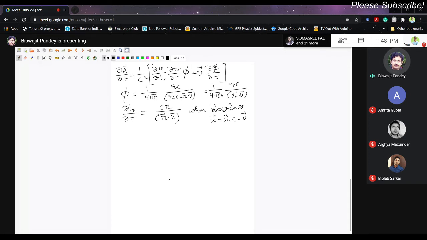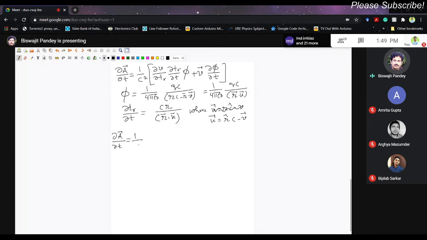And what else do we need? I think we can substitute this into the expression of del A del T. So what is del A del T now? Let us put the value of pi as well. So we will have 1 by 4 pi epsilon 0 c square, and then a c in the numerator. So c square and c will cancel out. Okay, let me just substitute.